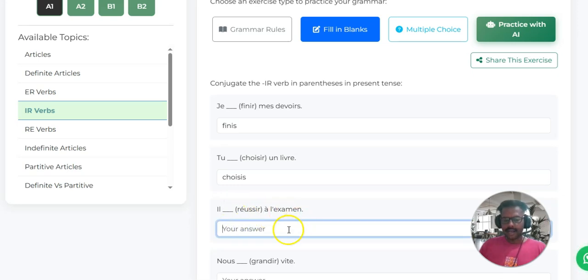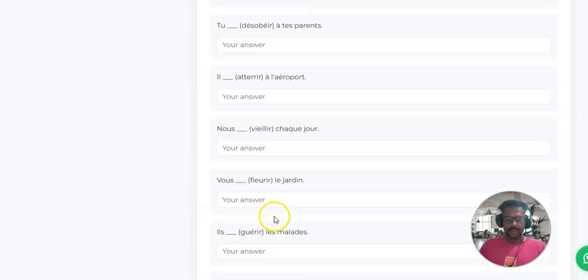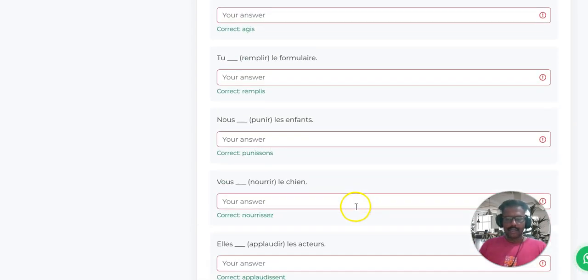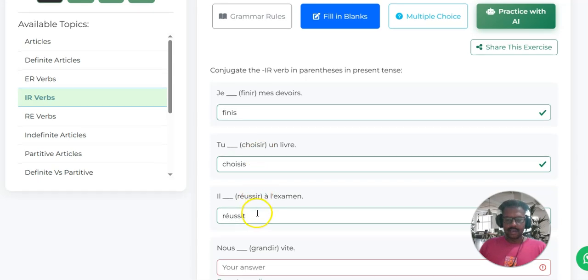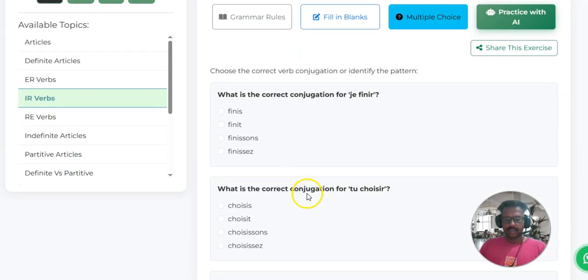Il réussit à l'examen. Same, il réussit. You see, first of all, I write the stem here, réussi, and then t, because I have to add the ending with the subject il. So if we check, you can practice all these, and then you can see what should come here next. The same way we have MCQs. So they're just asking the correct conjugation for je finis, and then you can choose with s.